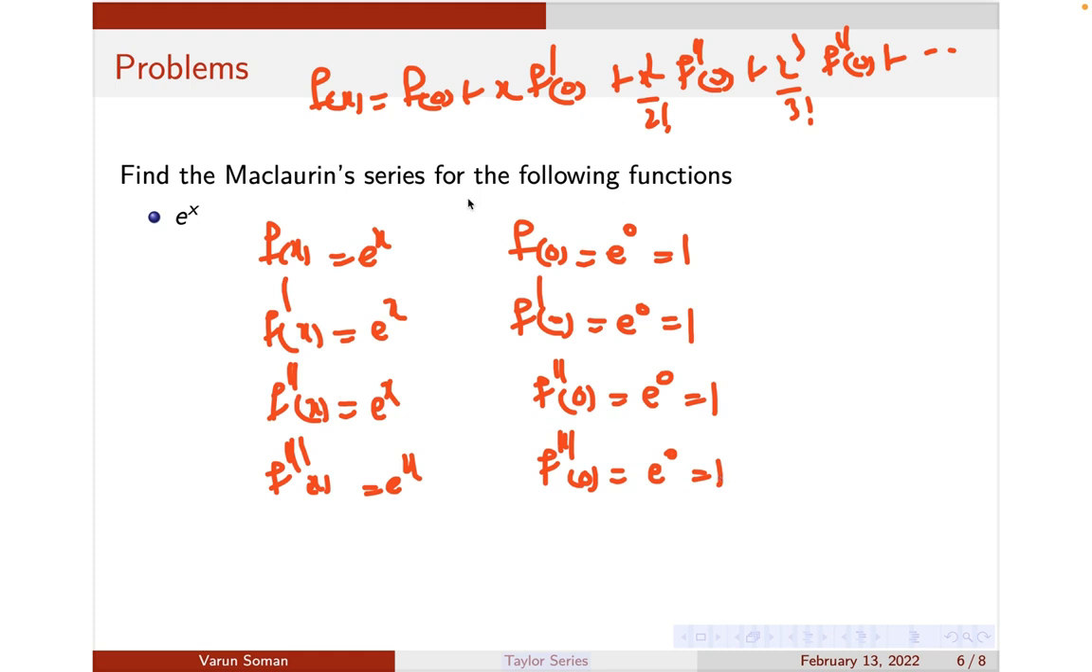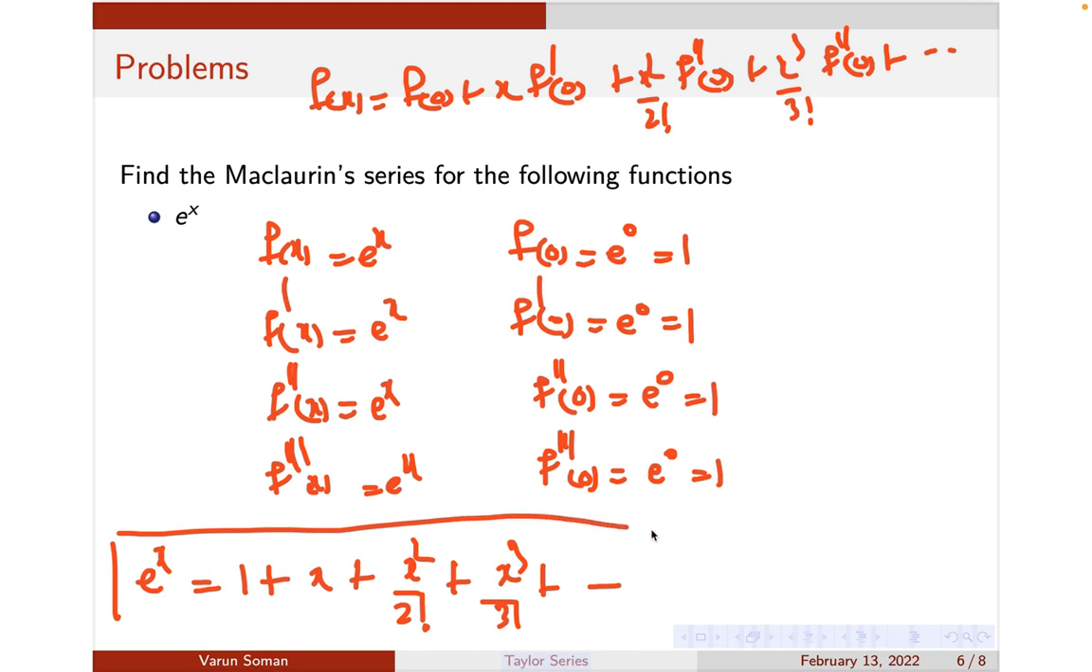Okay, now I am going to write down the expansion. So what is f of x? Your f of x is actually e raised to x. It is equal to, what is f of 0? 1 plus x into, what is f dash of 0? Again 1, plus x square by 2 factorial into f double dash of 0, which is 1, plus f triple dash of 0 is again 1, so it is x cube by 3 factorial plus etc. So this is actually the Maclaurin series expansion of e raised to x.